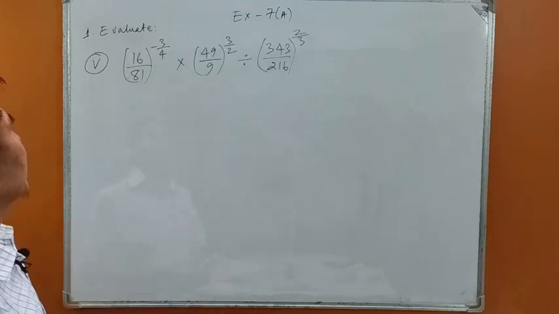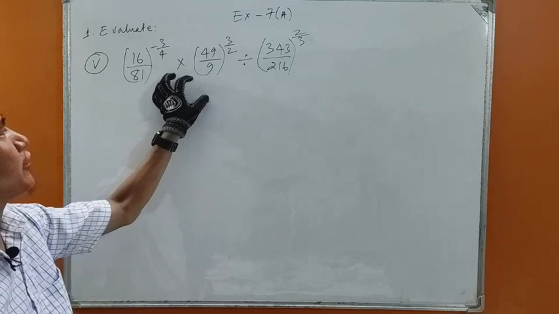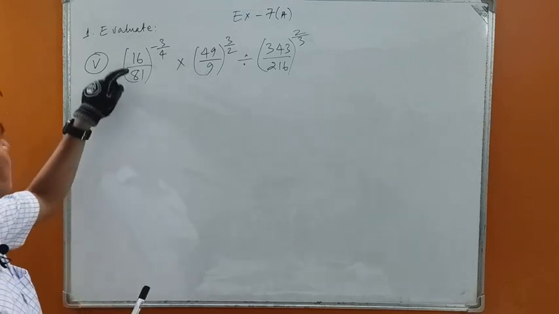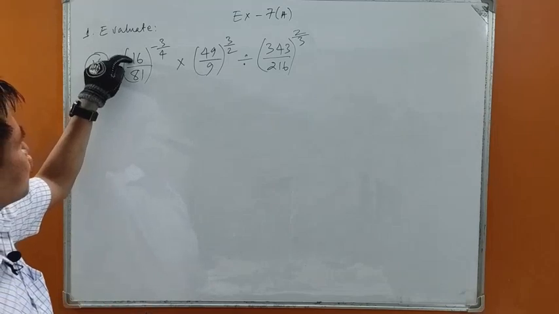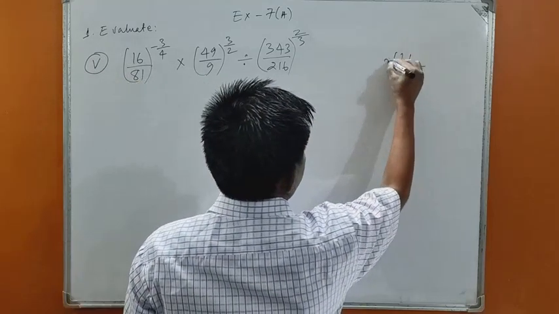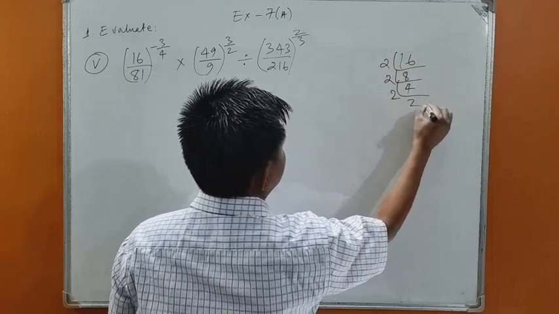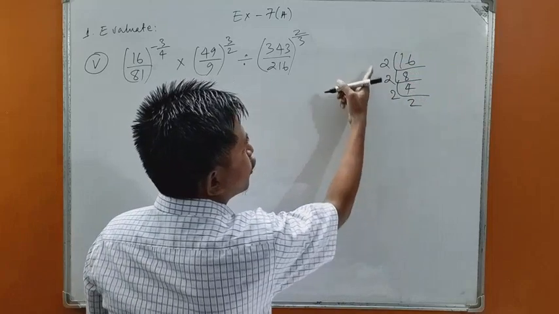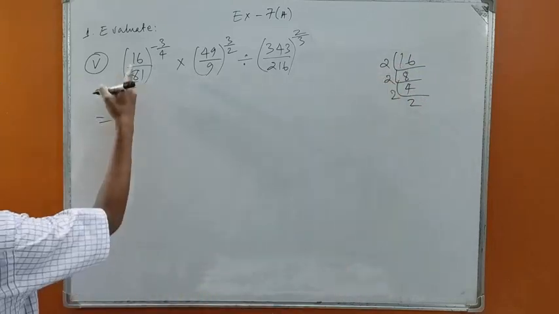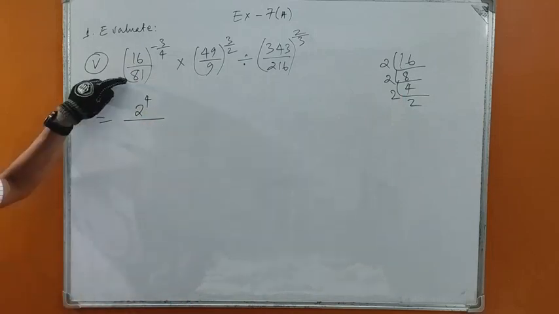That is question number 5. We have this numeric expression, and we are asked to find the value of this expression, isn't it? So let's do it. 16 can be written as 2 to the power 4. Let's see here. 16, 2 8s are 16, 2 4s are 8, 2 2s are 4. 2 multiplied 4 times gives us 16. That means 16 can be written as 2 to the power 4, whole upon 81, isn't it?